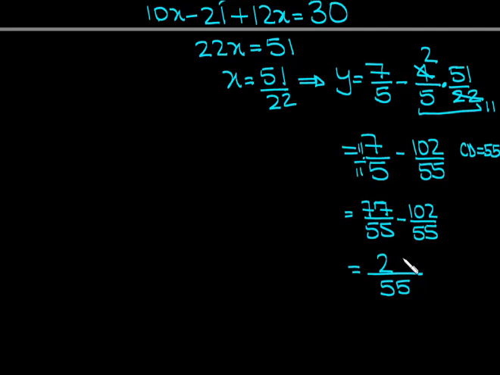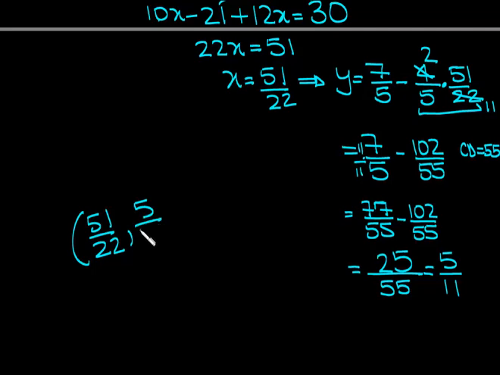-25. Okay, so we get -25 over 55, and that can be reduced, so it becomes what? -5 over 11. So my answer is x is 51 over 22. We write our solutions as a point, and y is -5 over 11.